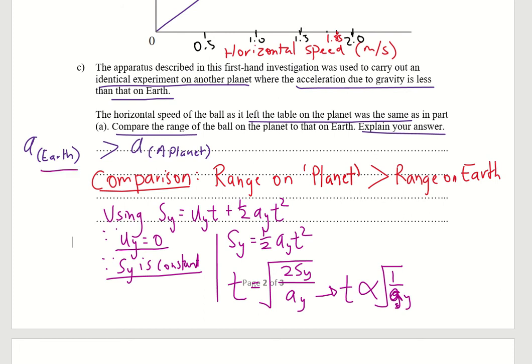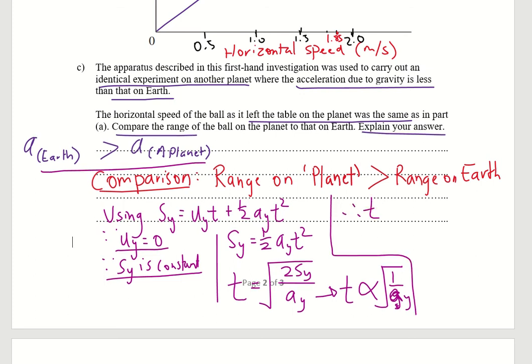And because we already know that the Earth's acceleration is bigger than the planet's acceleration, then we know, therefore, time on planet will be longer than time on Earth. And you can put some numbers in if you need to check that out. So we know that the acceleration due to gravity is 9.8. And let's just say the acceleration of the other planet is 1.6. Plug that into the numbers and see for yourself. I might do that near the end once I've done this explanation.